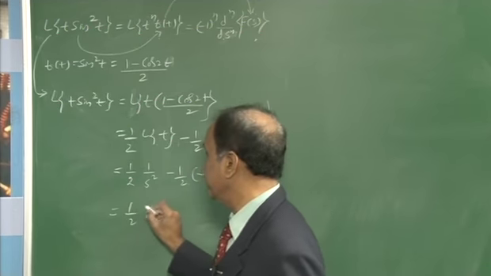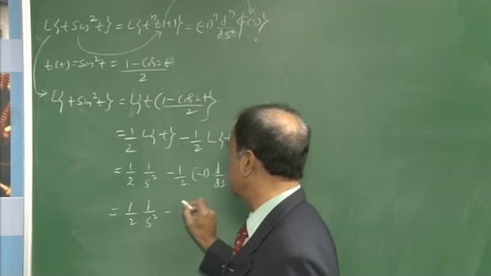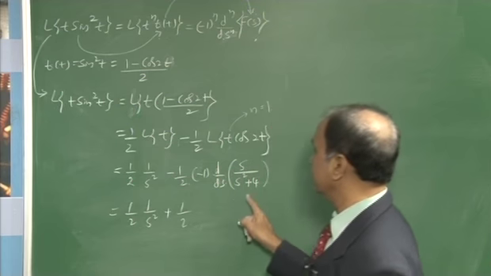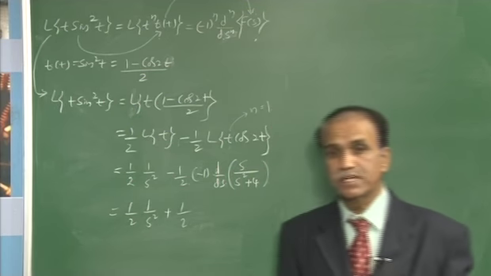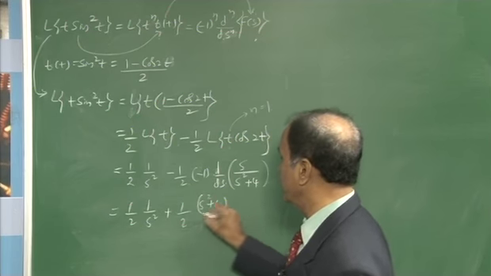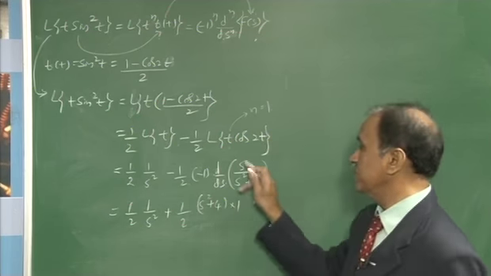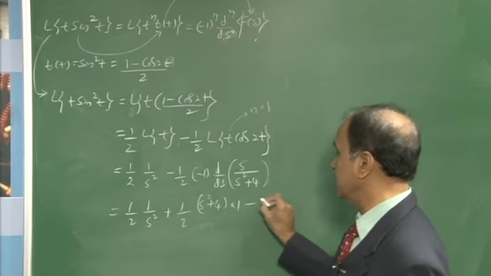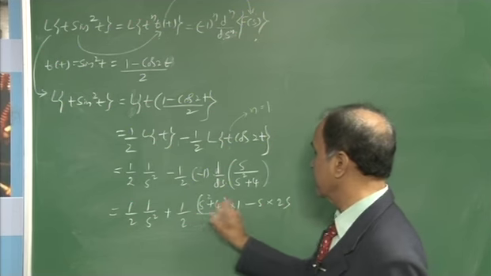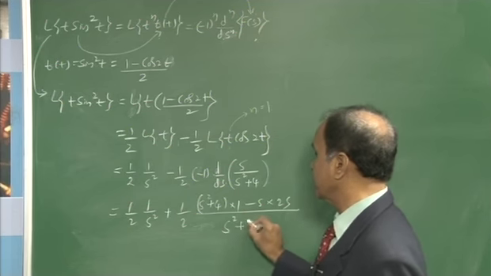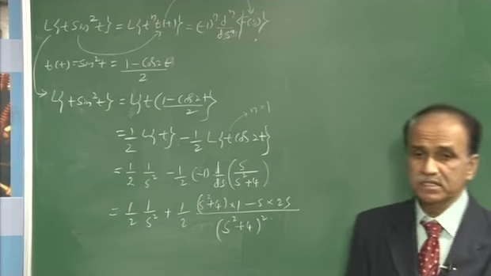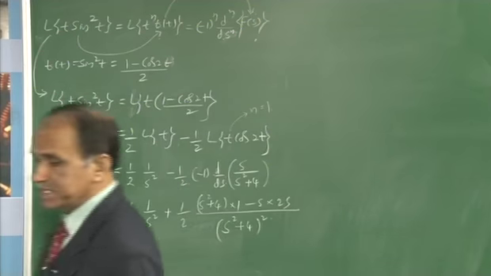Therefore, 1 by 2, 1 by s square plus 4, and 1 by 2. Once you have to differentiate, that is all, because n equal to 1. What is that u by v formula? It is (s square plus 4) into derivative of numerator, which is 1, minus numerator, that is s, into derivative of denominator, which is 2s, whole divided by (s square plus 4) whole square. The rest is only the simplification. We can continue that one.